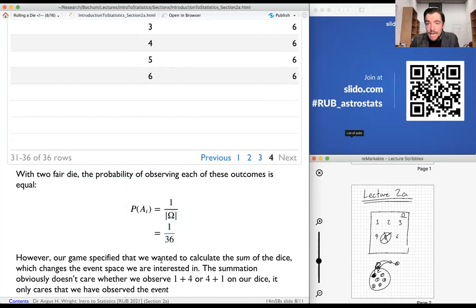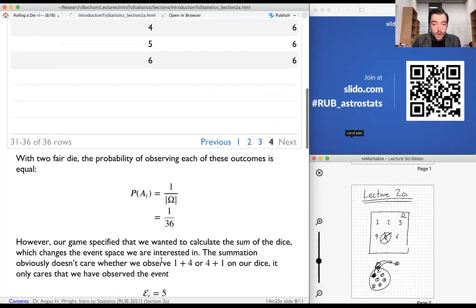But our game doesn't care about whether we get a 1 on the first die and a 3 on the second die, or a 3 on the first die and a 1 on the second die, because both of those sum to the number 4. So for the purposes of our game, we don't actually care about the permutations themselves. We care about the frequency of seeing the event where my dice sum to the value of 4.